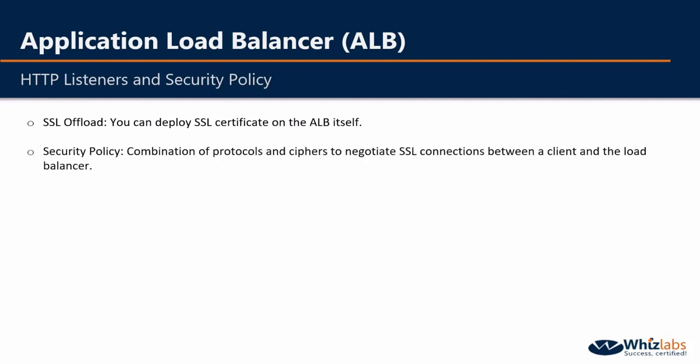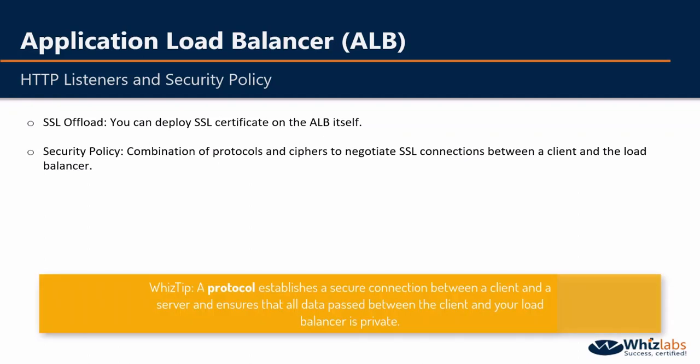The elastic load balancing uses a secure socket layer, that is SSL negotiation configuration, that is known as security policy, which is just a combination of protocols and ciphers to negotiate the SSL connections between the client and the load balancer. The protocol establishes a secure connection between a client and a server and ensures that all the data that is passed between them is private.